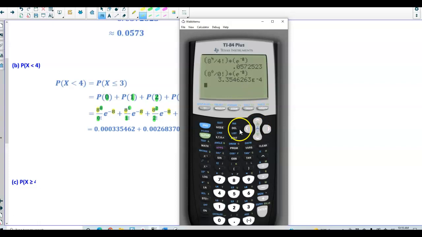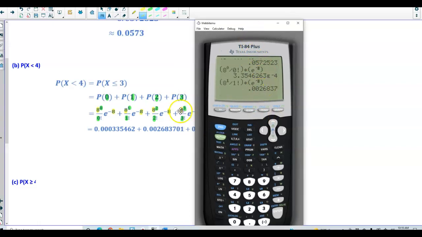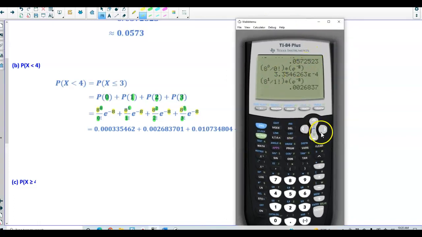Now let's change the value of x to 1. We're going to come back up here and change our values, so the 0 now becomes 1. Let's press enter, and that gives us 0.0026837. We can go further with decimals if we wanted to, but this is enough. Next, we're going to highlight over that and press enter again, and now we're going to change the value of x to be 2.